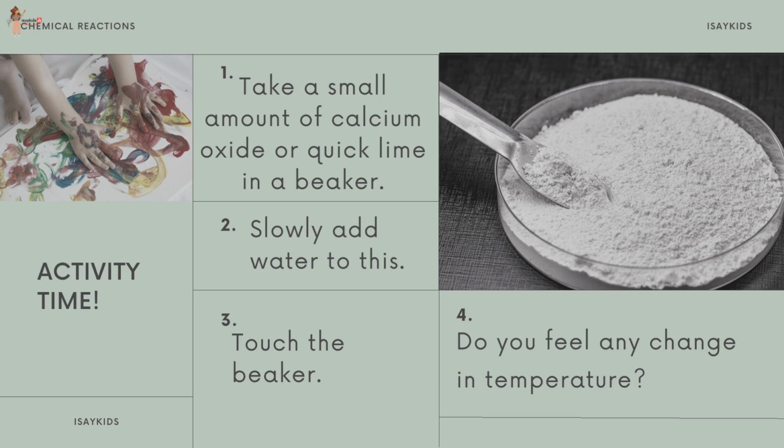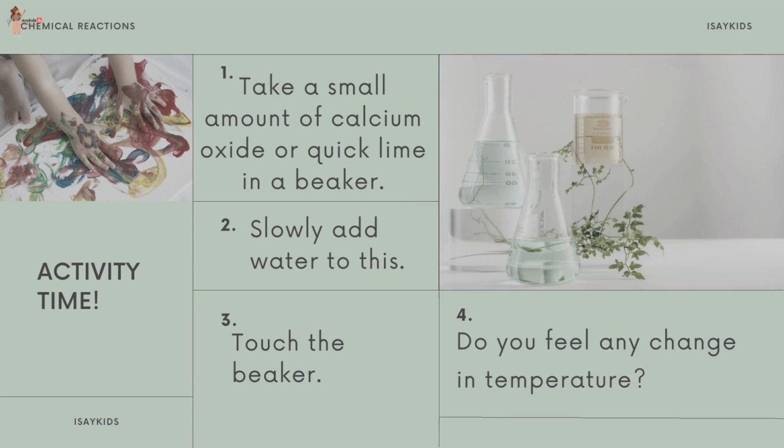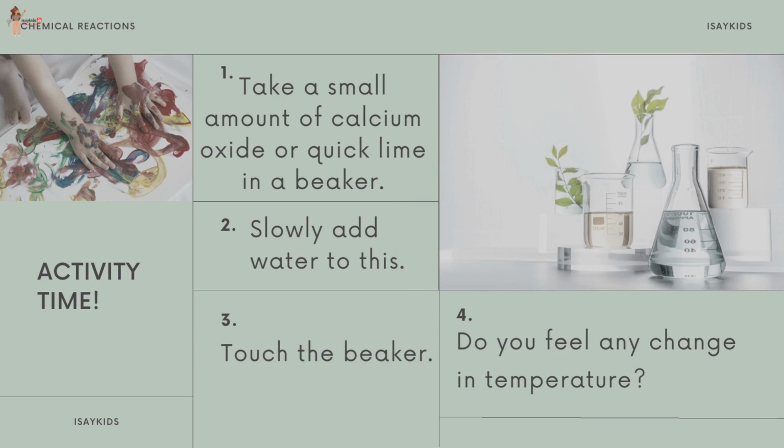Take a small amount of calcium oxide or quicklime and put it in a beaker. Slowly add water to this. Touch the beaker. Do you feel any change in temperature? Let's see what happens here.